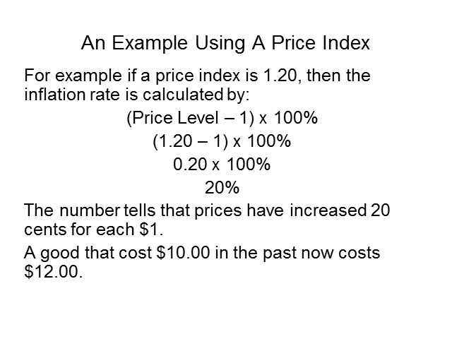Subtracting 1 from 1.20, the price index, is equal to 0.20. Multiplying 0.20 by 100% is equal to 20%. This means that for each dollar of the price of the good, the consumer will now pay an additional 20 cents for it, or a good that cost $10 in the past will now cost $12.